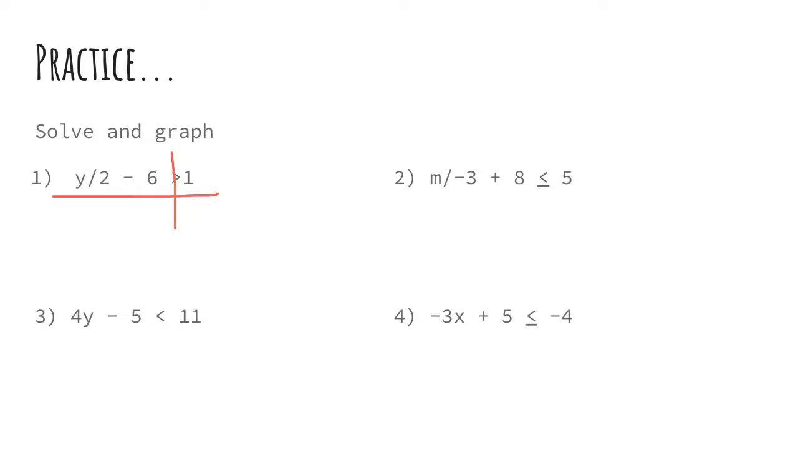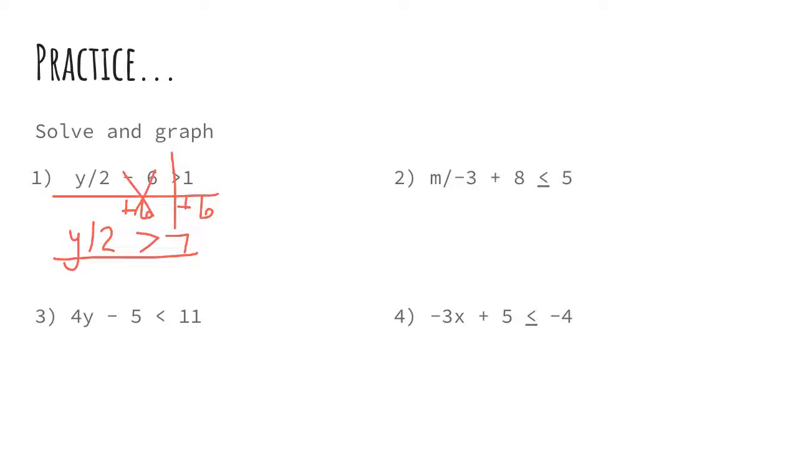Step one in solving an equation or an inequality that has two steps is going to be to add or subtract whatever constant is on the same side as my variable. So I believe we should add 6 to both sides as our step 1. That will leave y divided by 2 on the left and 7 on the right. Notice I didn't change my sign.